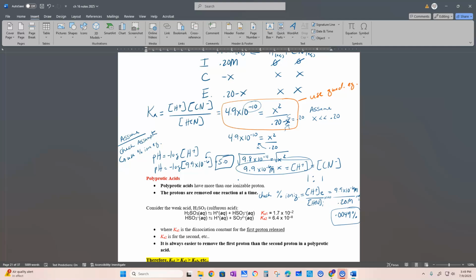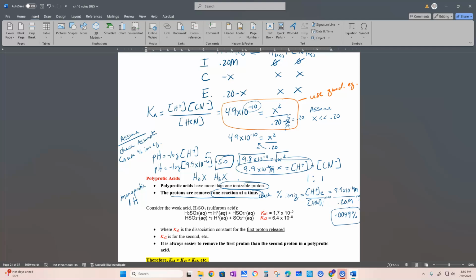Polyprotic acids, last topic of this. Polyprotic acid means that it has more than one proton. So remember, we called it monoprotic in that practice problem number 1. Monoprotic just means one hydrogen in the acid. Polyprotic just means maybe you have 2 hydrogens or you have 3 hydrogens. It just means you have more than one proton. So the problem is the protons are removed, but you can only take one at a time.